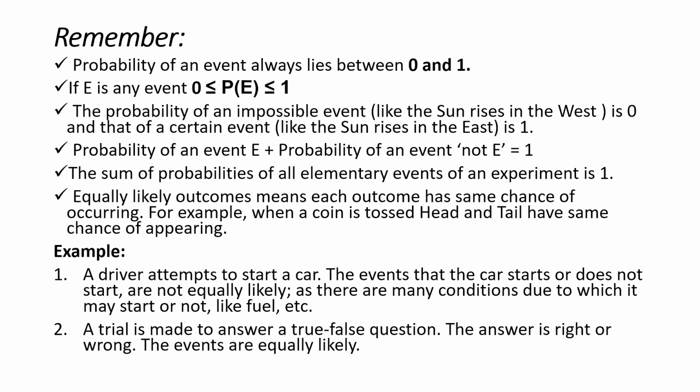But suppose a trial is made, where a person is made to answer a true or false question. The answer is either right or wrong. Now these are equally likely events because nothing else can happen. He is giving some answer, and the answer can either be right or it can be wrong. So these events are equally likely. This is the difference between equally likely events and not.